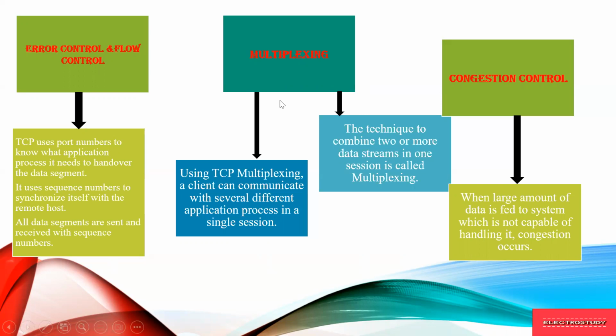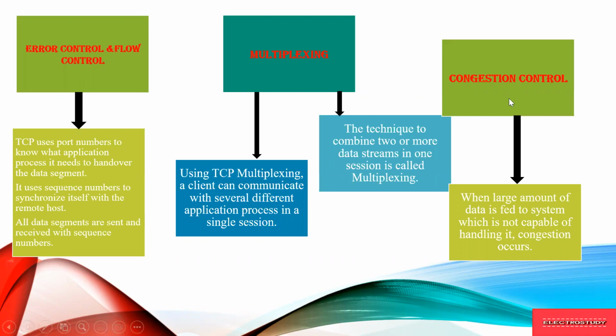Next is multiplexing. Multiplexing, you obviously know what it is. It is a technique to combine two or more data streams in one session. That is, many data combined together is called multiplexing. Now, using TCP multiplexing, a client can communicate with different application processes in a single session. It is not that the client can communicate only with one server. It can communicate with n number of servers at the same time, like how full duplex communication takes place.